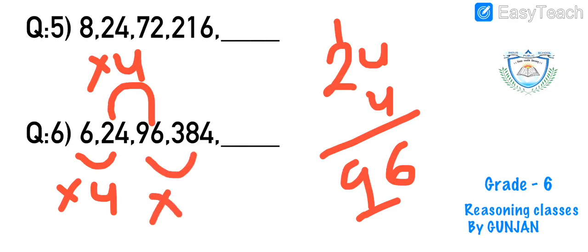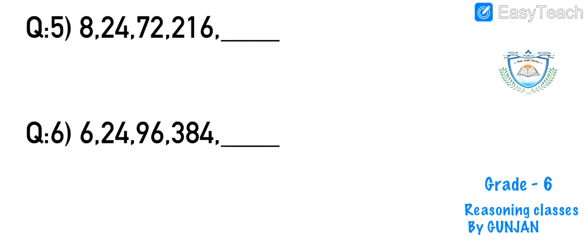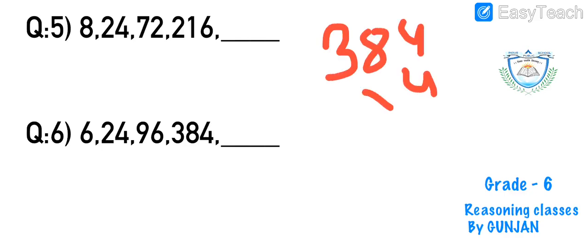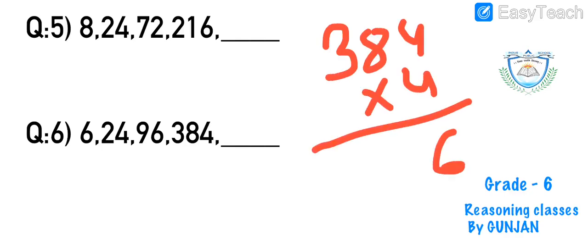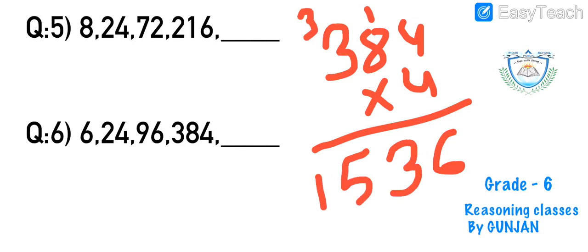Similarly, if we multiply 96 by 4, we get 384. So, in order to find out the answer, what we need to do? Yes, multiply 384 by 4. 4 4s are 16, 4 8s are 32 plus 1, 33, 3 carry, 4 3s are 12 plus 3, 15. This will be our answer.